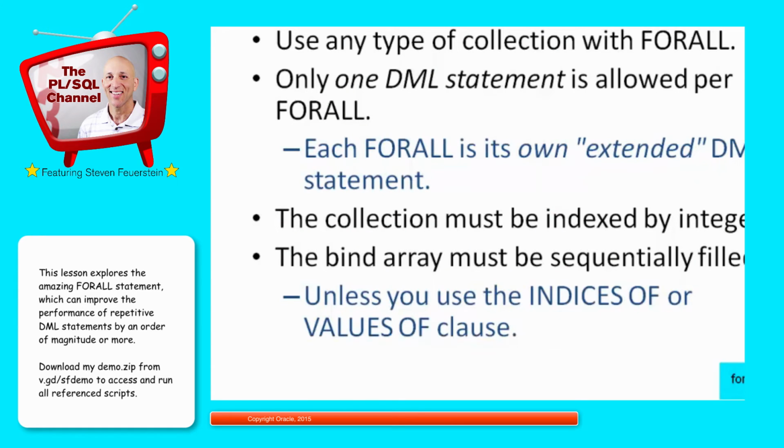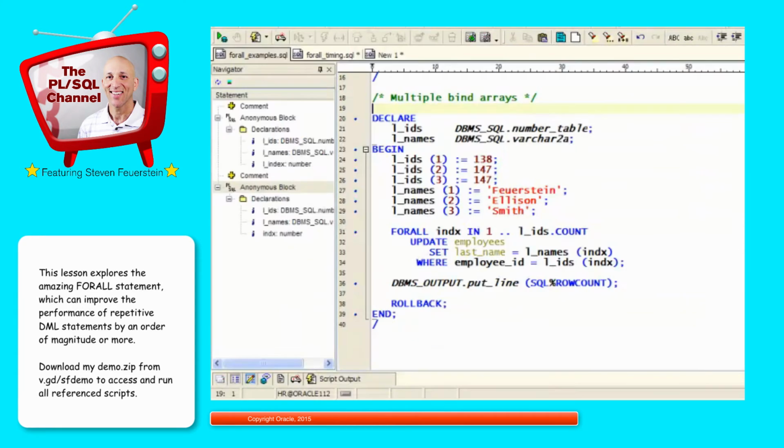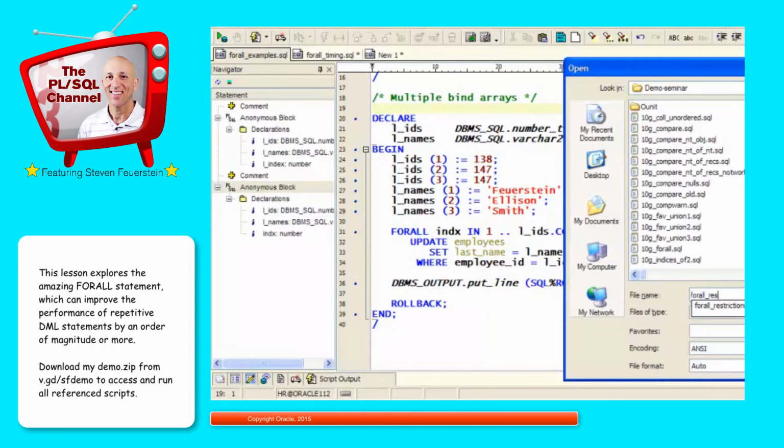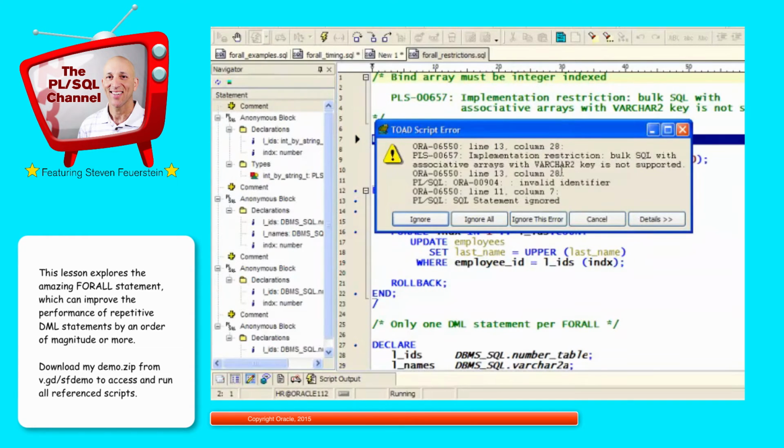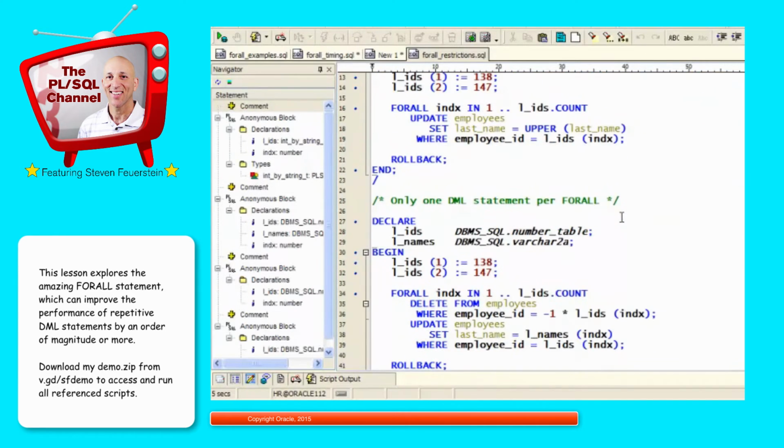All right, let's take a look at the FORALL restriction script. See if there's anything we missed. So the bind array must be integer indexed. If I try to run a script that uses a string index collection, it just tells me this is not supported. You have to index by integer.